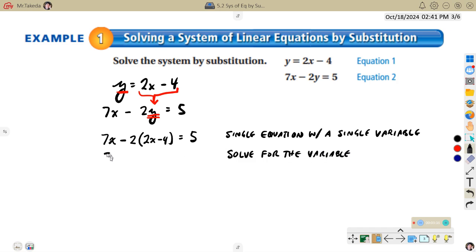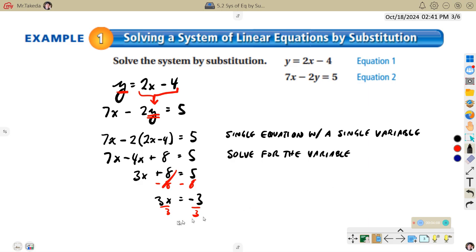All right, so I'm going to distribute. Negative 2 times 2x is negative 4x. Negative 2 times negative 4 is positive 8. Okay, then I'm going to simplify my left side. 7x minus 4x is 3x. So 3x plus 8 equals 5. Then subtracting 8 from both sides, I get 3x equals negative 3. Then dividing both sides by 3, I'm left with x equals negative 1.